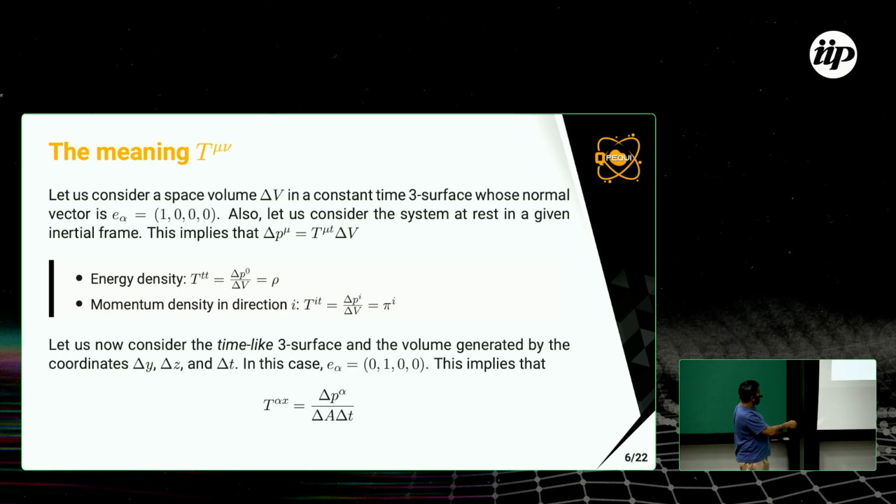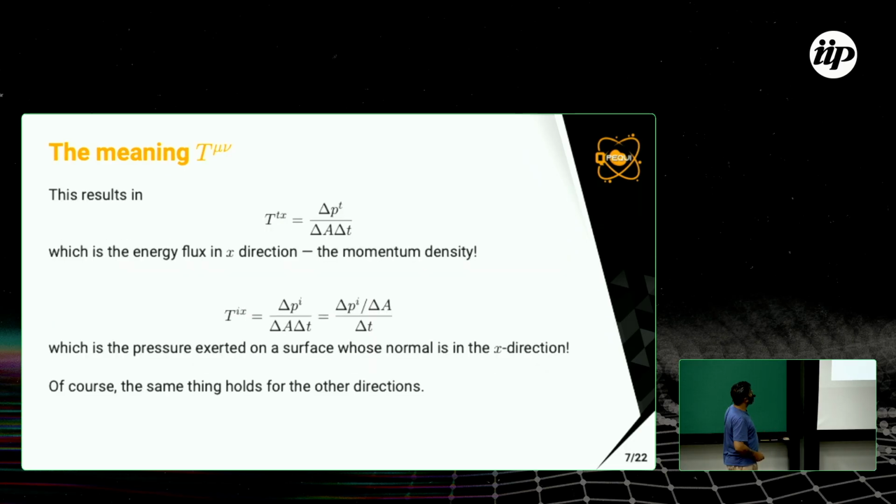I just pick this one. I can pick any coordinates here. I mean, x and z, x and y, it doesn't matter. It's going to be exactly the same. So the energy momentum tensor, that equation can be written like this. That's the area, this area here, and that's time. Okay, just rewriting the equation. But what happens is that the first component of this is just the energy flux in the x direction. But this is nothing but momentum density.